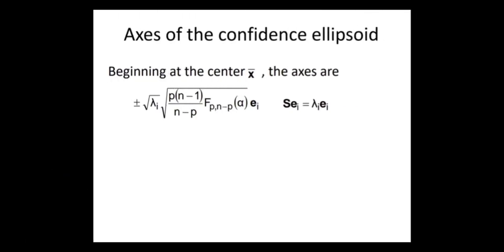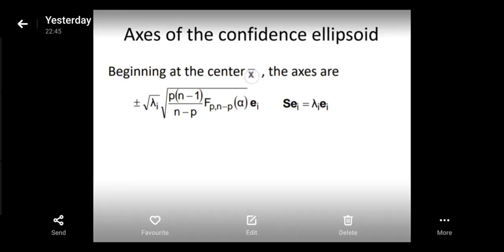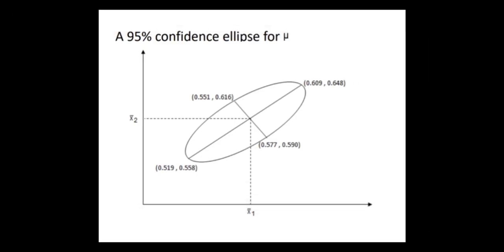Okay, next one is how we create the ellipsoid. So first of all, you need to know the axis of the confidence ellipsoid. Okay, this is the formula. Beginning at the center x bar, we find the axis. We can find the major axis of the ellipse and also the minor axis of the ellipse using this formula. Okay, this is the ellipse.